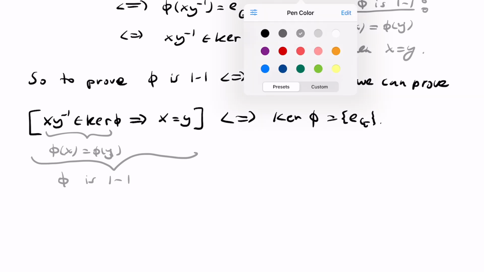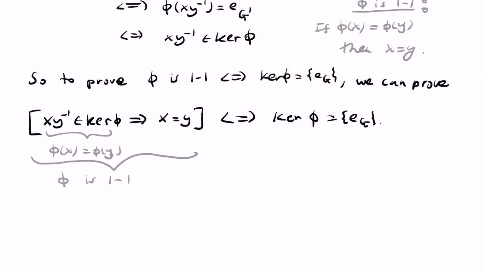Okay, so let's go ahead and try to prove these two implications. The first implication we'll prove is the backward one. Here we're allowed to assume that the kernel of phi is E of G, and then we want to prove this thing.